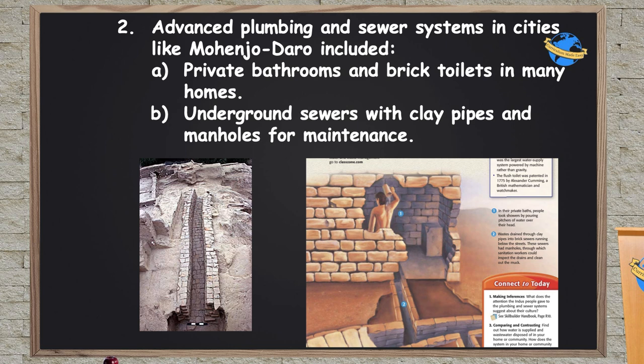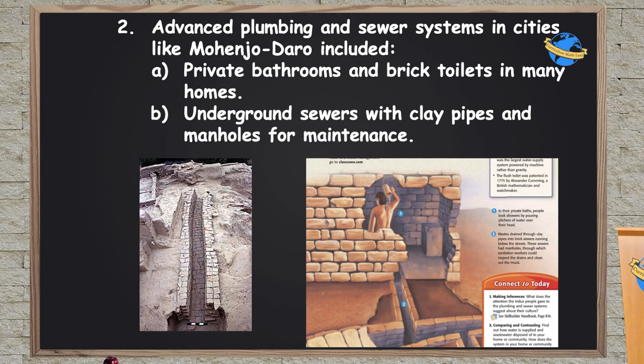Now, the sewer system is impressive because it seems like most homes, or pretty much all homes, even smaller, modest homes, have private bathrooms with brick toilets. That's right, they had indoor plumbing in the Bronze Age. They even had underground sewers with clay pipes and manholes for maintenance. This is something you really don't see in other cultures for a few thousand years after this.